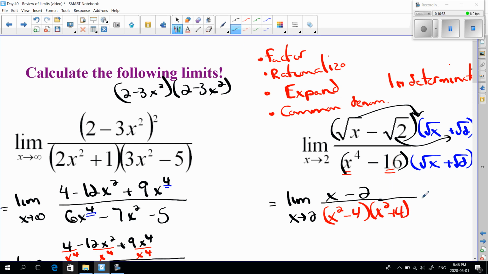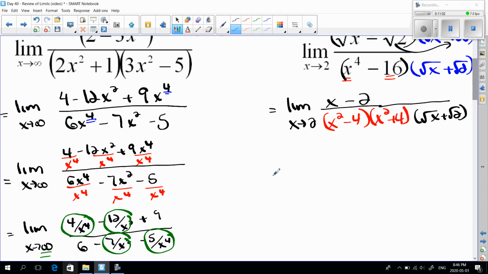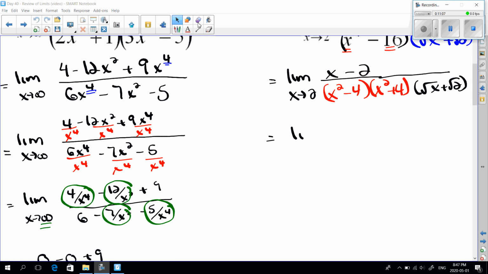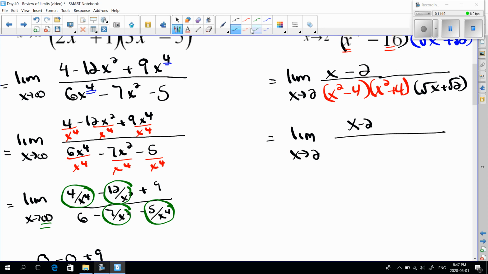And don't forget this, root x plus root 2. All right. Still no factor in the numerator and denominator that's going to cancel. But I do notice that I can do the difference of squares once again in the denominator. So the numerator will still say x minus 2. The denominator, this factor, will become x minus 2 times x plus 2. The x squared plus 4 and the root x plus root 2 follow suit.